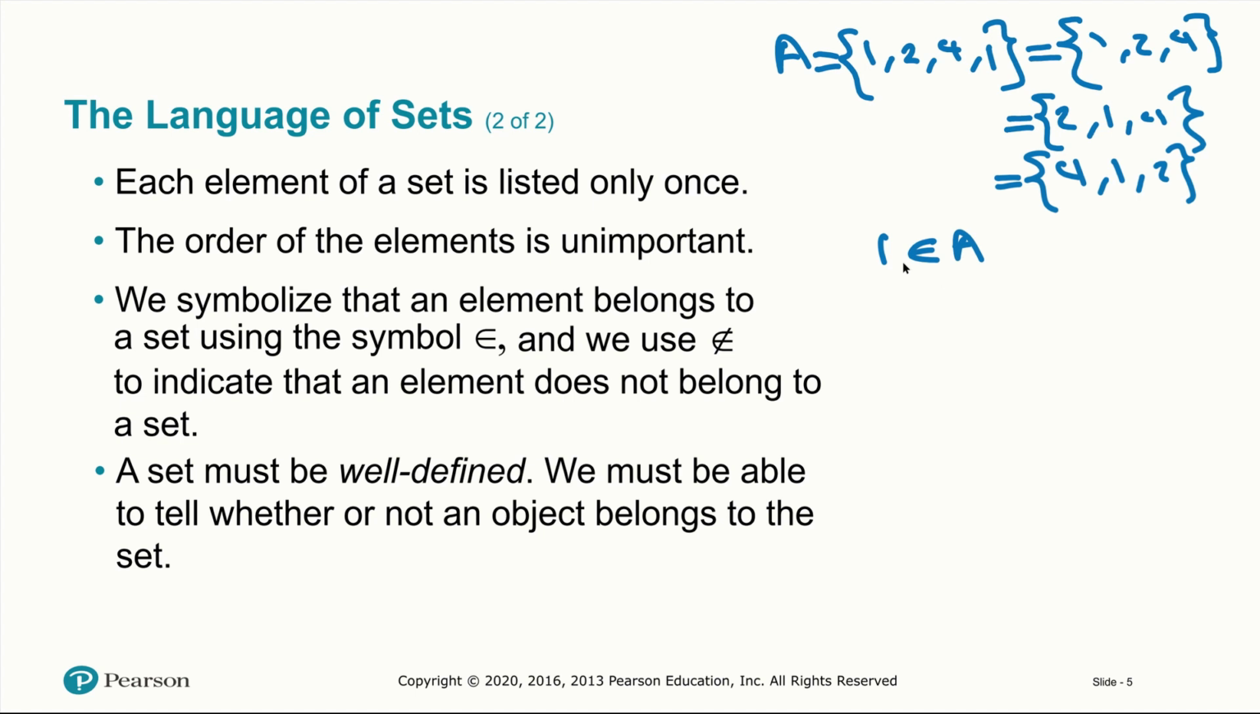When you read that, you can either say 1 belongs to A, or you can say 1 is a member of A. Or we can say 2 is also an element of A, or a member of A, or you can say 2 belongs to A. We also notice that, for example, 5 does not belong to the set A. So we use that notation, the epsilon with the little line through it, to show that it does not belong to A.